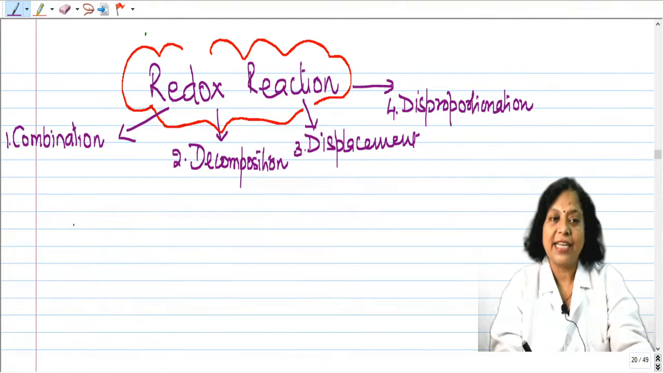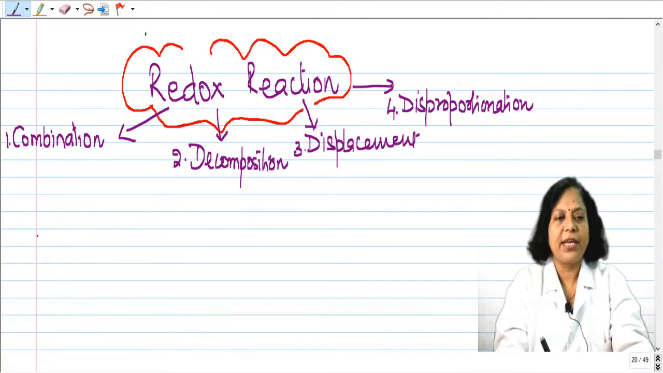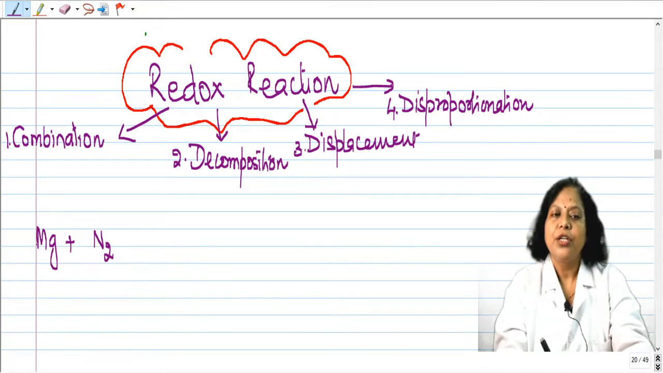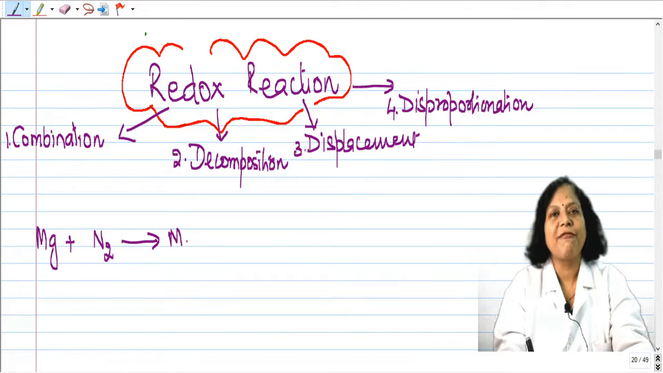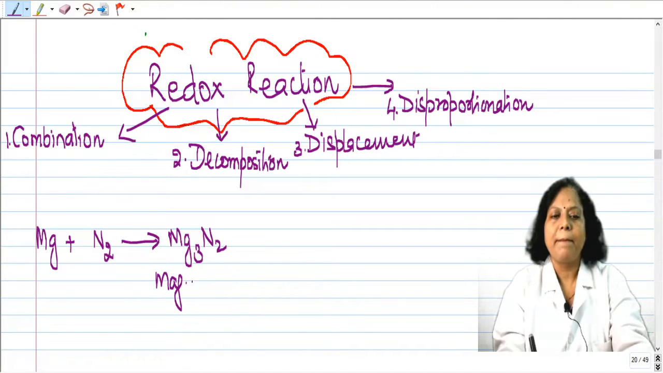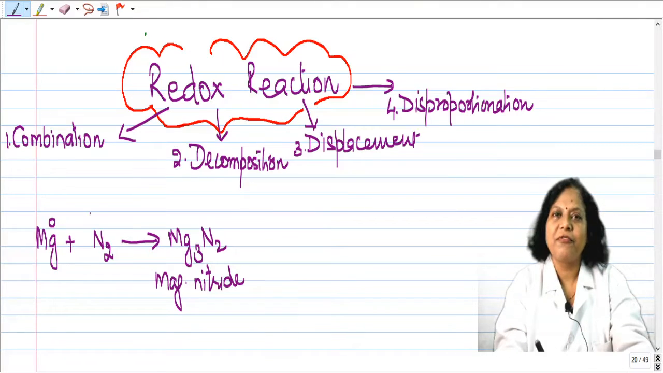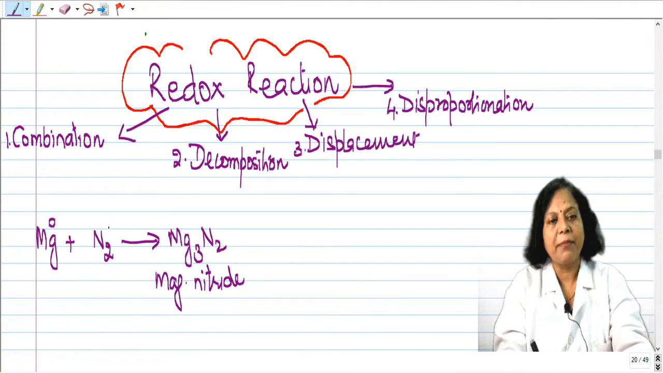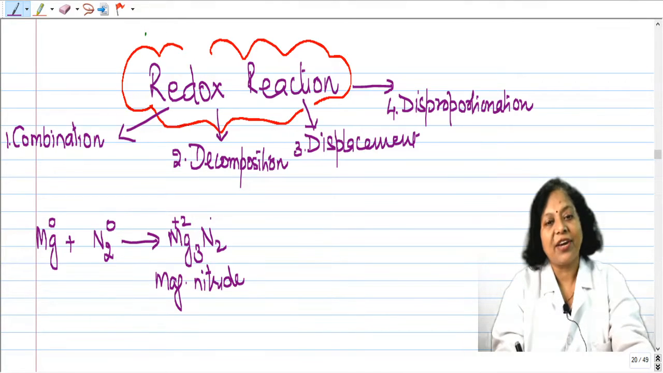Let's understand. We take an example for combination, say when magnesium combines with nitrogen. Magnesium and nitrogen form what? Magnesium nitride. Magnesium is in free state with 0 oxidation number. Nitrogen in free state is 0 oxidation number. When it combines, magnesium has +2 oxidation state and nitride has -3 oxidation state.